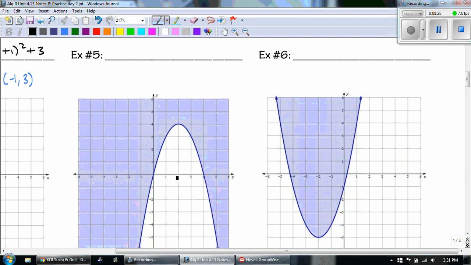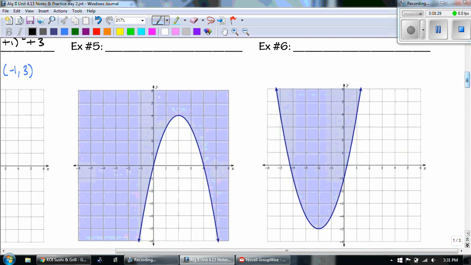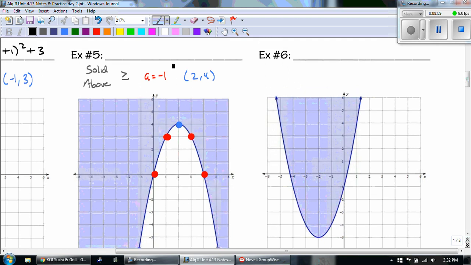All right, number 5, let's see if you can write down that information. Go ahead and pause the video, and then we'll write it together. Okay? We'll write the function together. So it was solid and above. So that's the greater than or equal to. A is negative 1 because it's opening down, and we went down 1 over 1, down 4 over 2. And then my vertex is 2, 4. So when I put that all together, I got f of x is greater than or equal to negative 1(x minus 2) quantity squared plus 4.